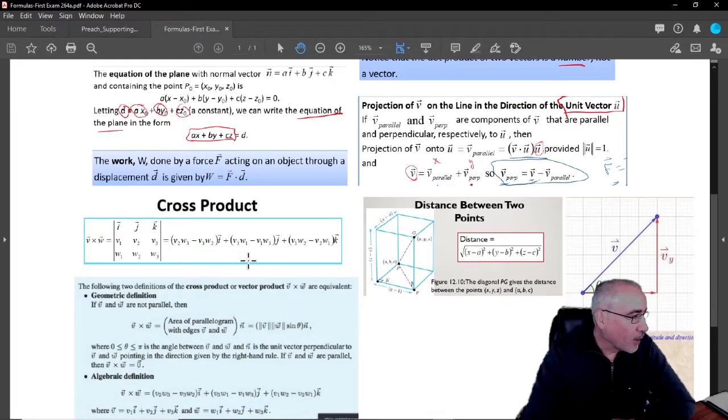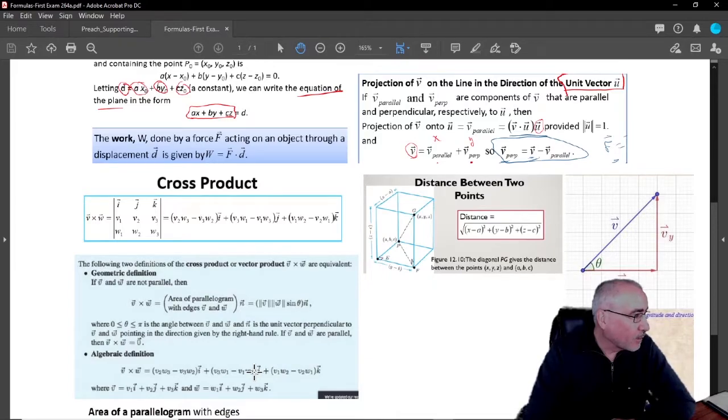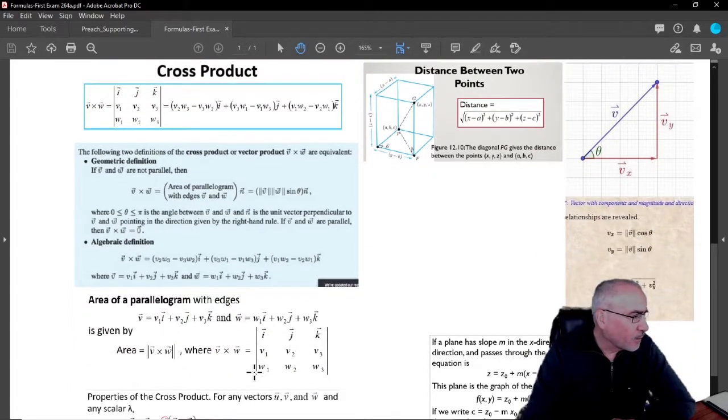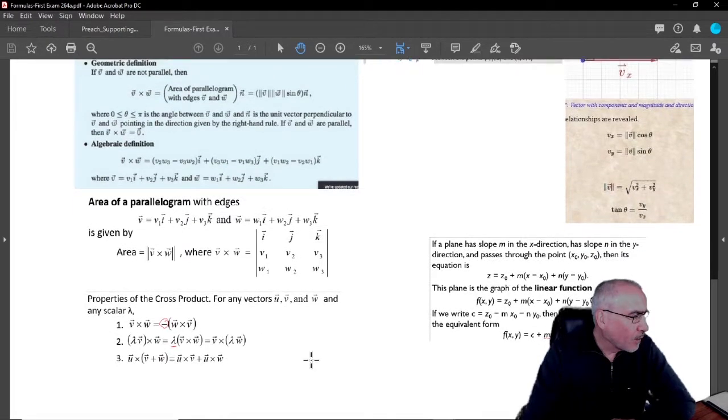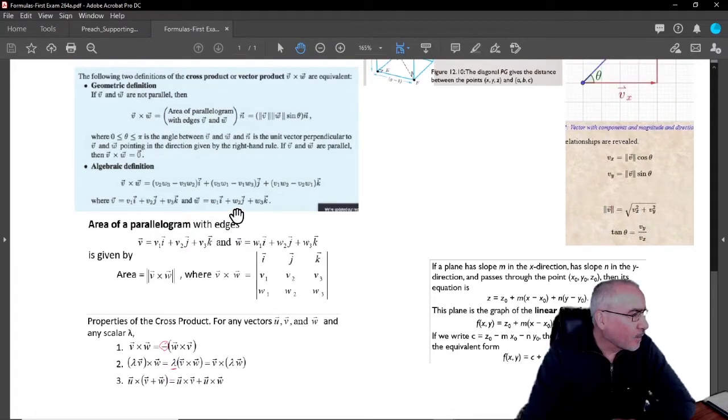Okay, we talk about the cross product. Cross product, if the vectors here are not parallel, then this equals that. Where do we talk about it being, okay, yeah, it talks about it being a unit vector pointing in the direction given by the right-hand rule and parallel.